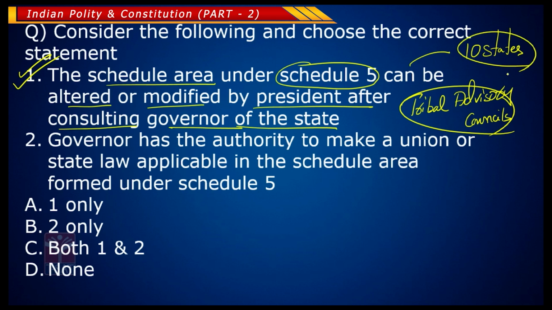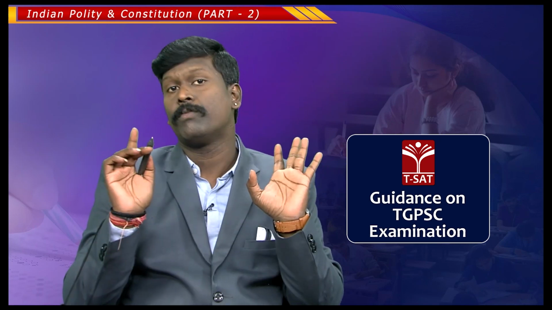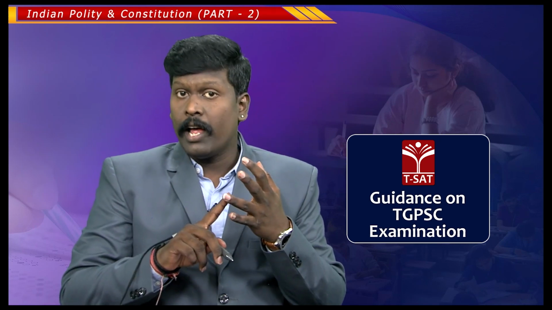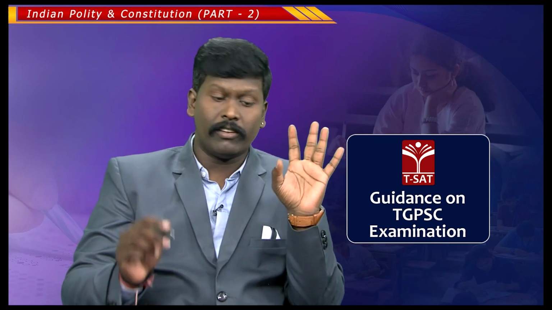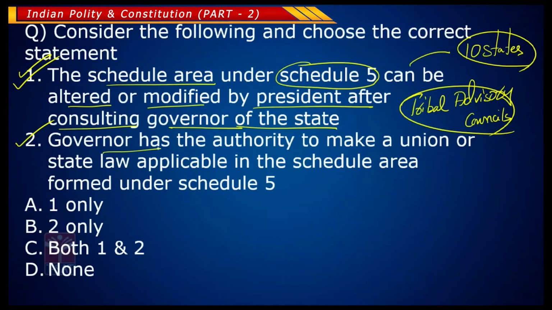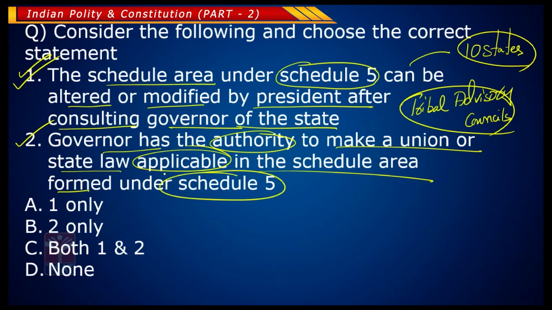Now, this schedule area recognized as per Schedule 5 of the Constitution can be modified, altered by the President only after consulting the Governor. Now, this is correct. Now, look at the second one. Governor has the authority to make a union or state law applicable in the schedule area formed under Schedule 5. Many students think this is wrong; it should be President of India, not Governor, is what they feel, but it is an absolutely correct statement.